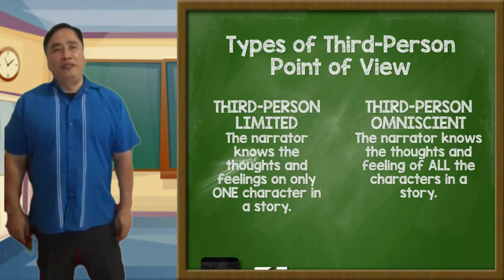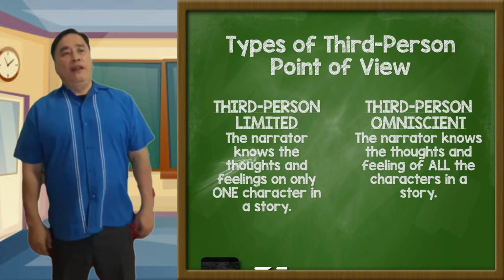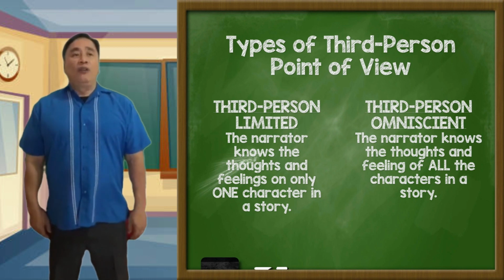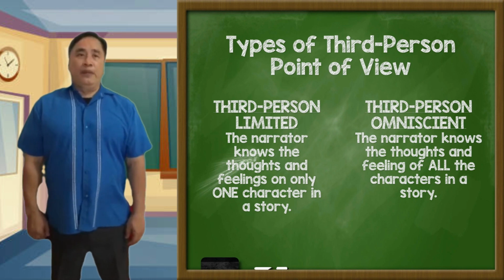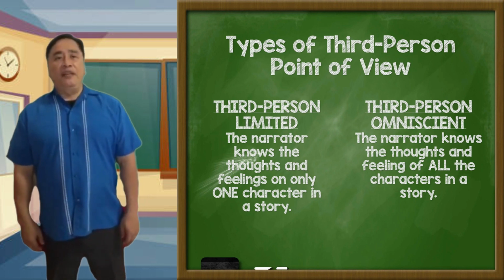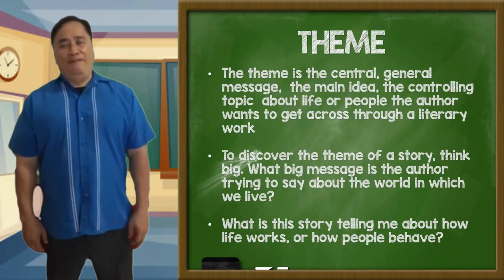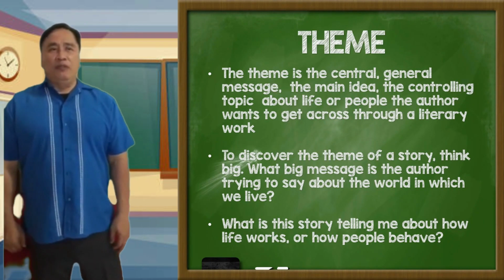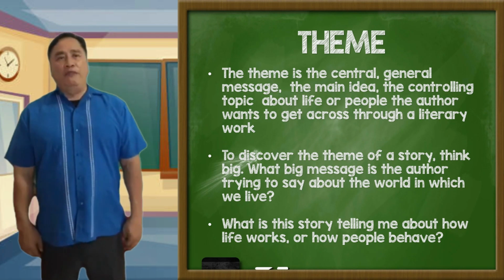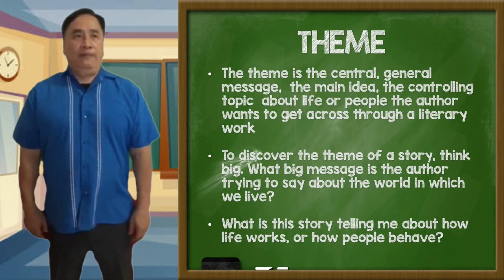Mind you also, my dear students, that the types of third person point of view are the third person limited, where the narrator knows the thoughts and feelings of only one character in a story, and the third person omniscient, where the narrator knows the thoughts and feelings of all the characters in a story. Next, we have the theme. The theme is the central general message, the main idea, the controlling topic about life or people the author wants to get across through a literary work.